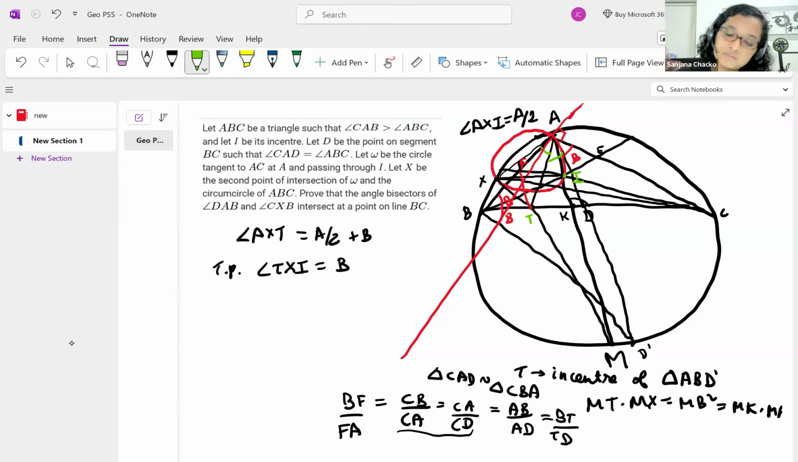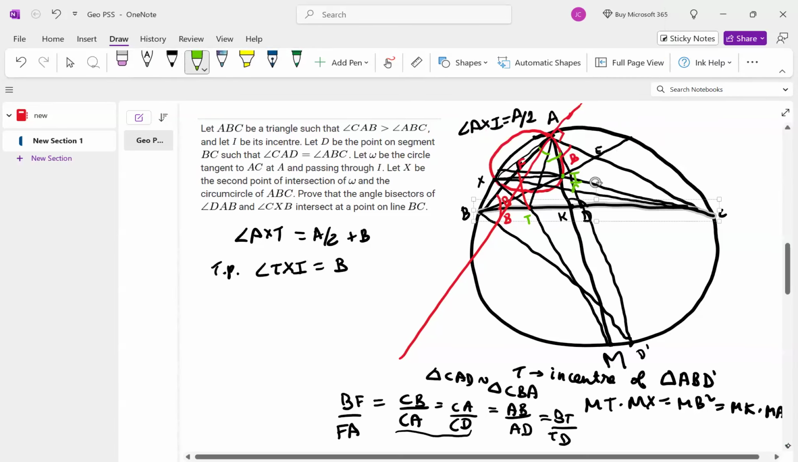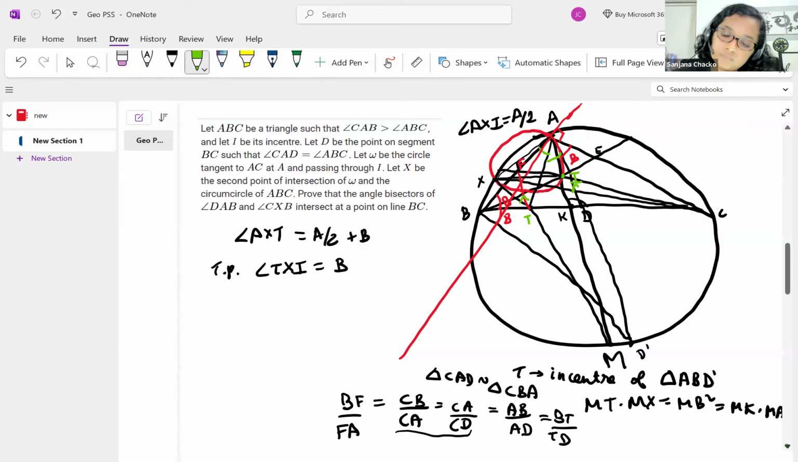Okay, I'll just mark the parallel things. Wait, angle BFT is equal to angle BAD, right? Yeah, so it should be angle A minus angle B. Yeah, that's right. But we're not getting anything about X because X is the weirdest point right now, and we need to get something about X to do anything. Okay, but we just reduced it to showing TXI is equal to B.